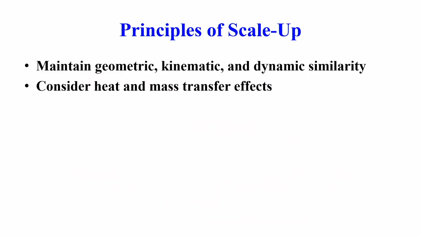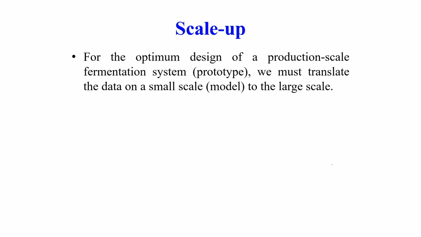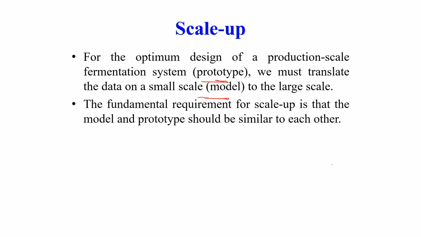So, what are the principles which are followed during the scale up process? We need to maintain similarity. It can be geometric similarity, kinematic similarity or dynamic similarity. Geometric similarity means related to shape and size, and dynamic similarity means related to flow behavior. Another option is to consider heat and mass transfer similarity at the lab scale and the large scale. So, let us refer to the production scale system as a prototype and the small scale as a model. The fundamental requirement is that the model and prototype should be similar to each other.